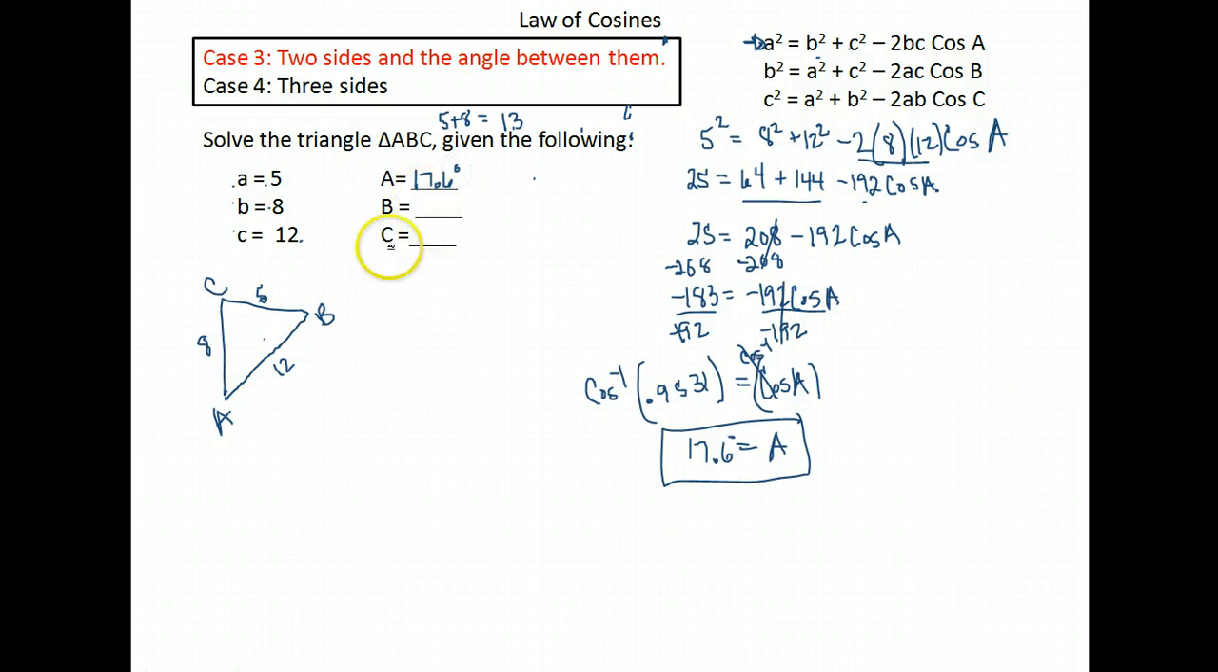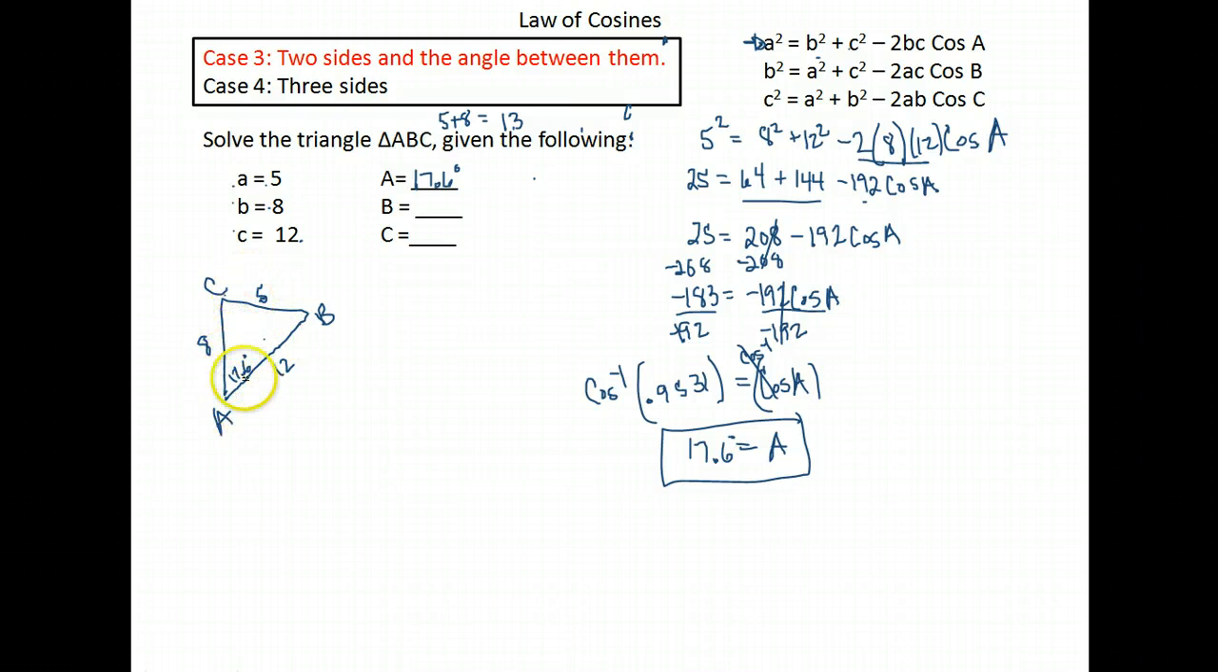Now to find the next one, you can either use the law of cosines again, only with angle B or C, or you can use the law of sines. I think the law of sines goes a little faster, so that's usually what I use, and that's what I'm going to use here. And it's also good review. Okay, so I choose which angle I would like to find next. I'm just going to go in alphabetic order. I'm going to find B, but it really doesn't matter. And like I said, I'm going to use the law of sines.